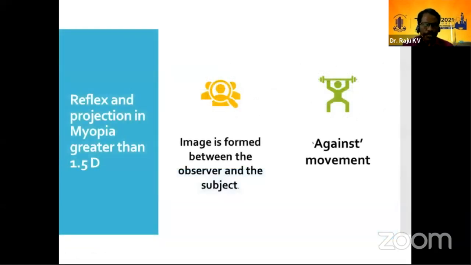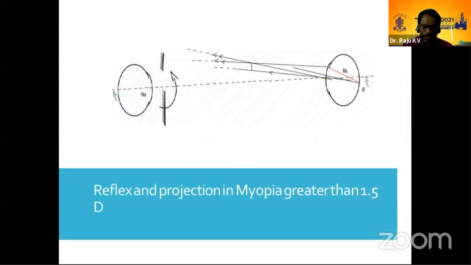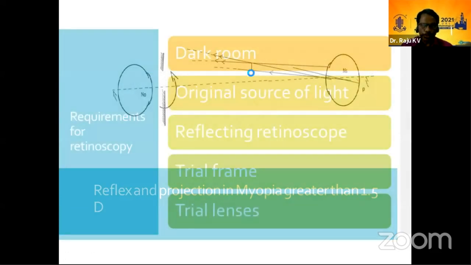And the reflex and projection stage in myopia of greater than 1.5 D: the image is formed between the observer and the subject. In that case, we will get an against movement. Here the optics is slightly different, and it is not crossing the principal axis, and the image is formed between the patient and the observer.